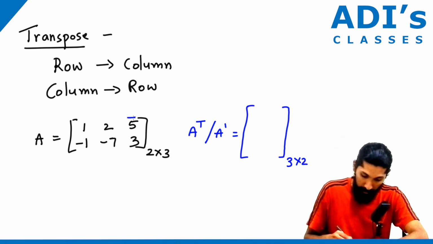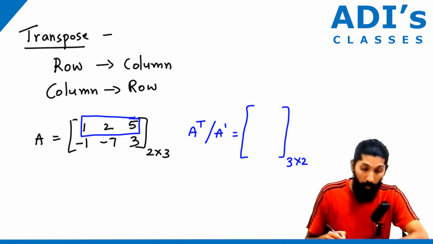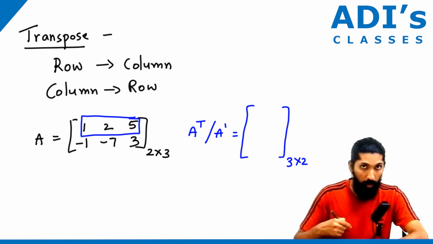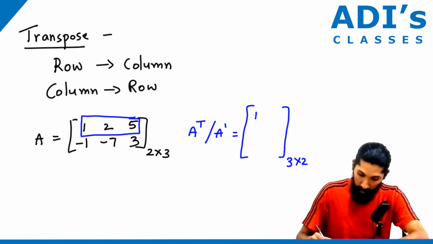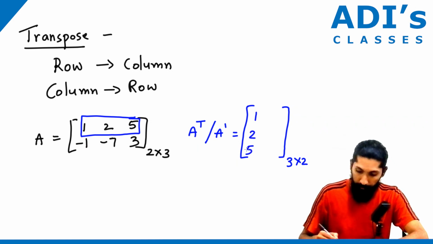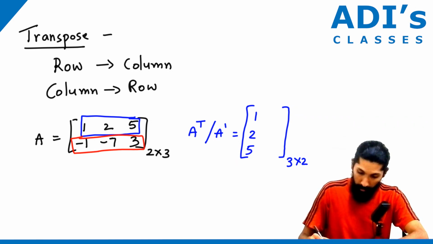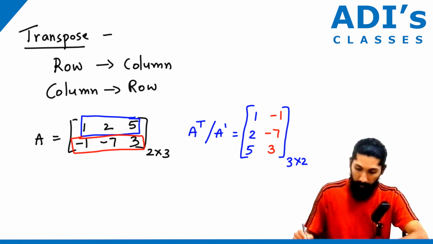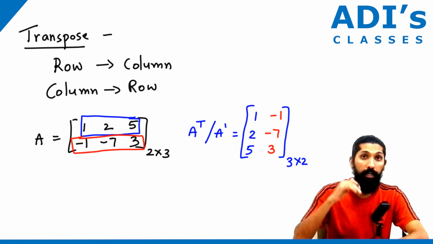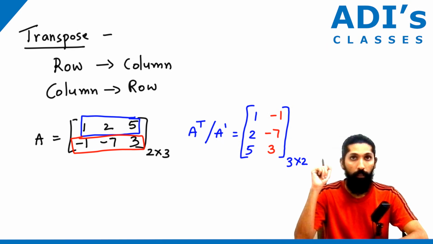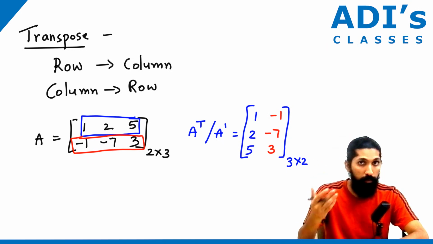Now what's going to happen? See here, this is the first row, correct? Row becomes the column. So 1, 2, 5. This is the first one. Next, this is the second row. That becomes the second column, which is minus 1, minus 7. This is 3. So, this is basically a transpose.